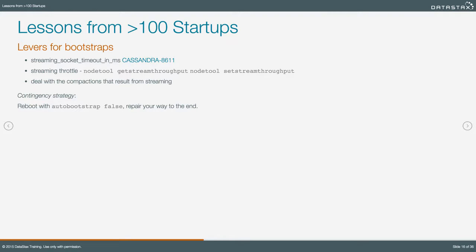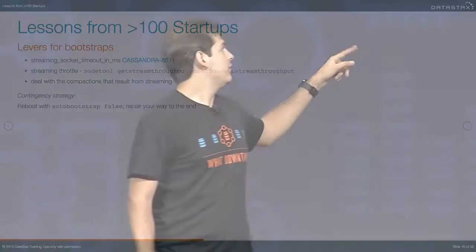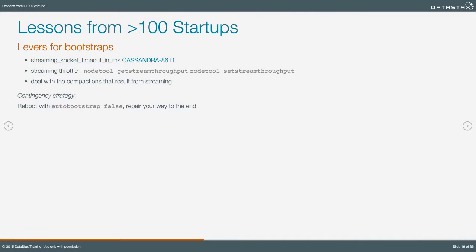So there's actually a configurable in the Cassandra YAML called streaming socket timeout in milliseconds, right? And there's a JIRA here to set a default to that value, 8611. Actually, Rob Coley from the mailing list was the guy that fixed it, I believe. But up until now, there is no default for this value. And basically this value controls how long Cassandra will wait for a streaming job to complete before actually retrying. And it doesn't have a default, so Cassandra will actually wait indefinitely for a stream to complete.